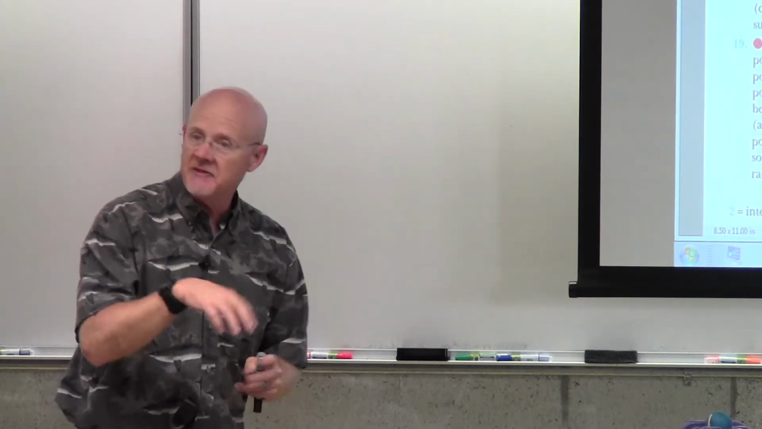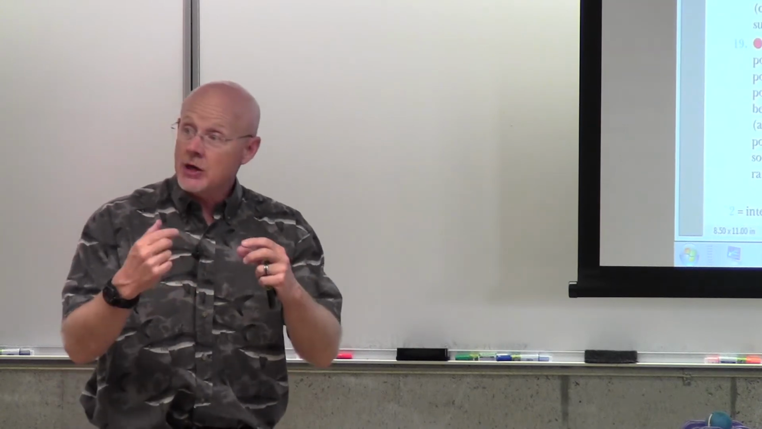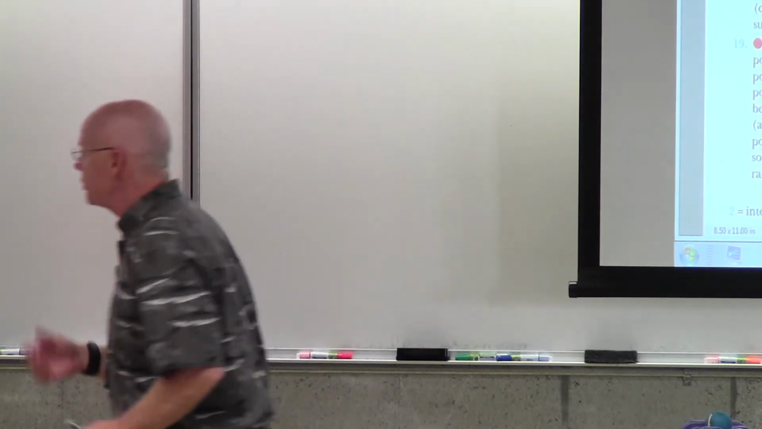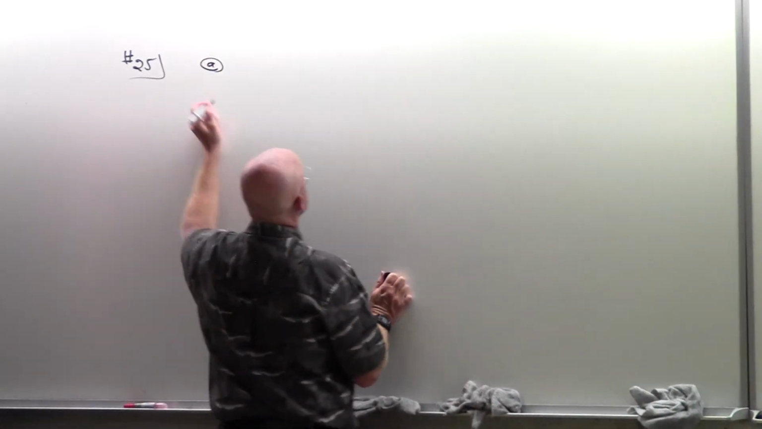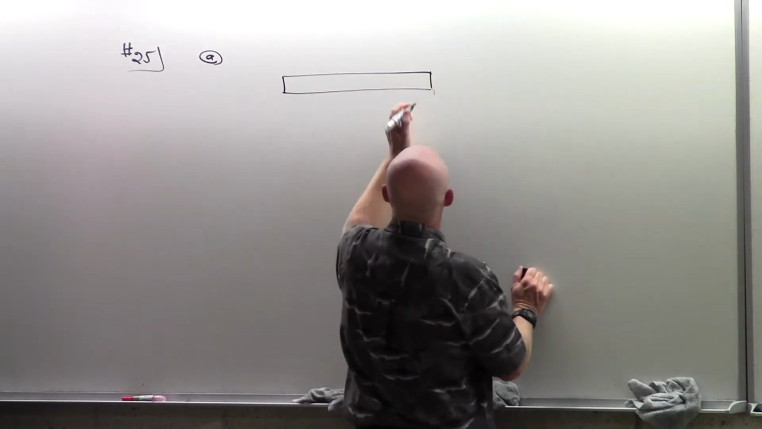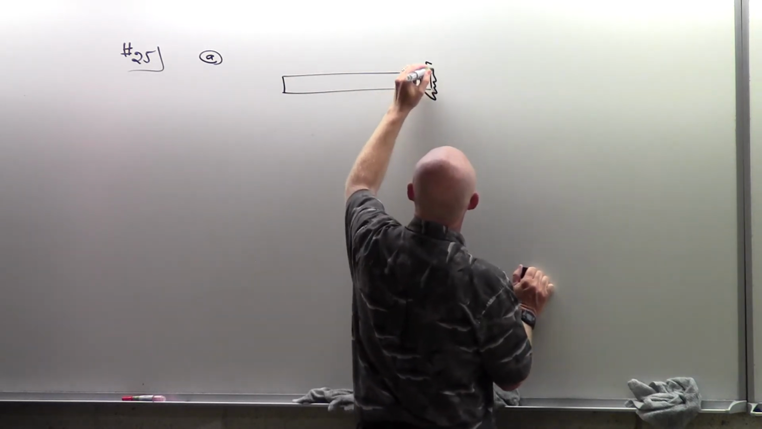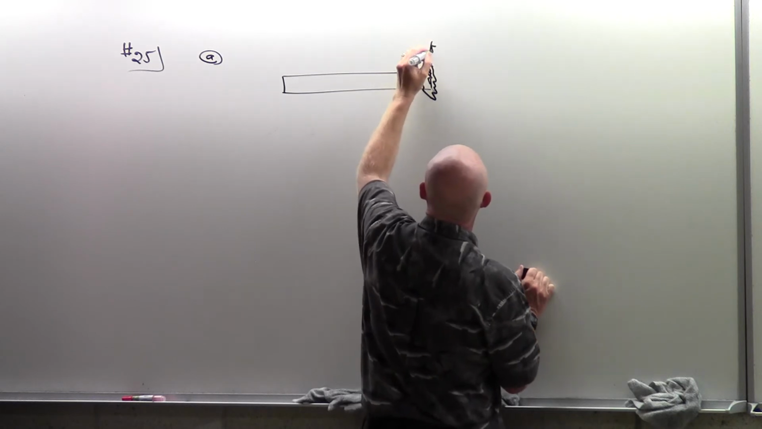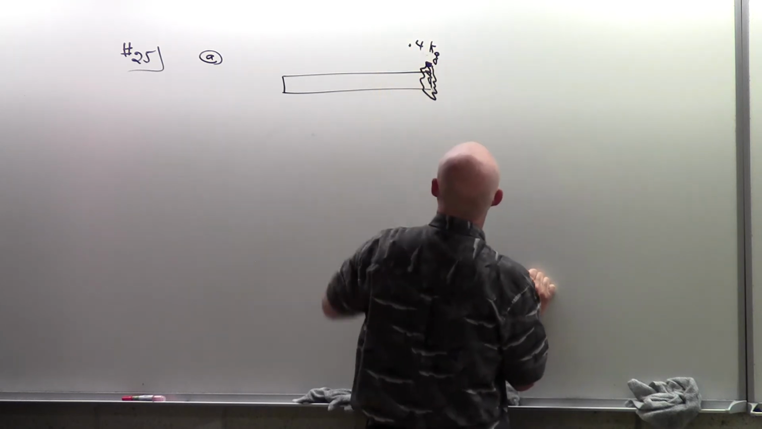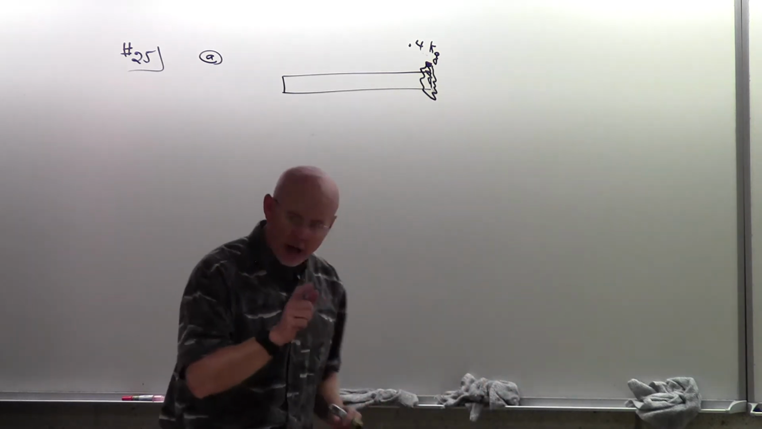You'll see here in a second the angular momentum is different because the angular momentum depends on what axis it is rotating around. And so let's do A first. A looks something like this. They have a meter stick, so here's the meter stick, and they have a wad of clay, a 0.4 kilogram wad of clay at the 100 centimeter mark.